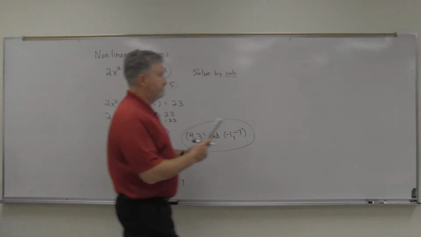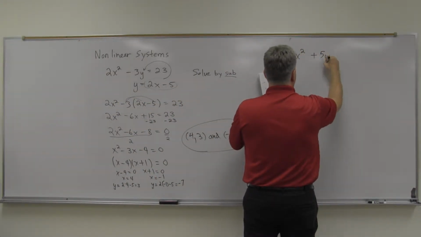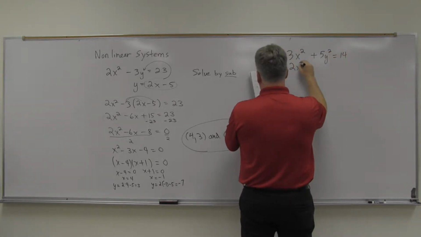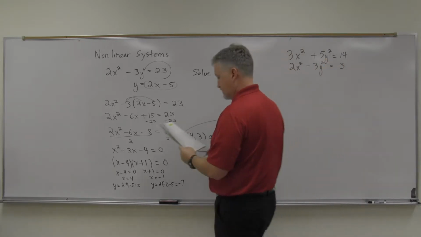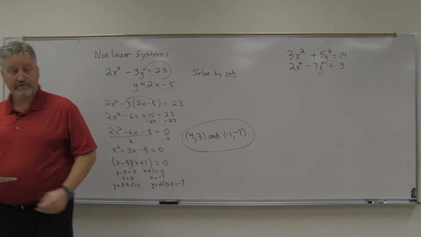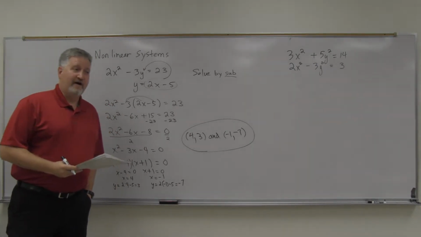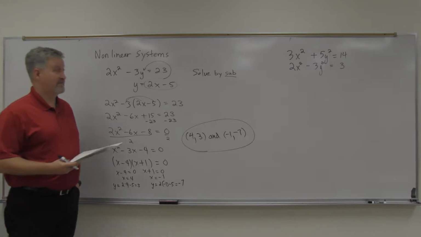All right, here's another one. 3x squared plus 5y squared equals 14. And 2x squared minus 3y squared equals 3. Okay, so yeah, we've got a little more complicated one still yet. What is that one looking like, probably to you? Elimination or substitution? Probably elimination, yeah.